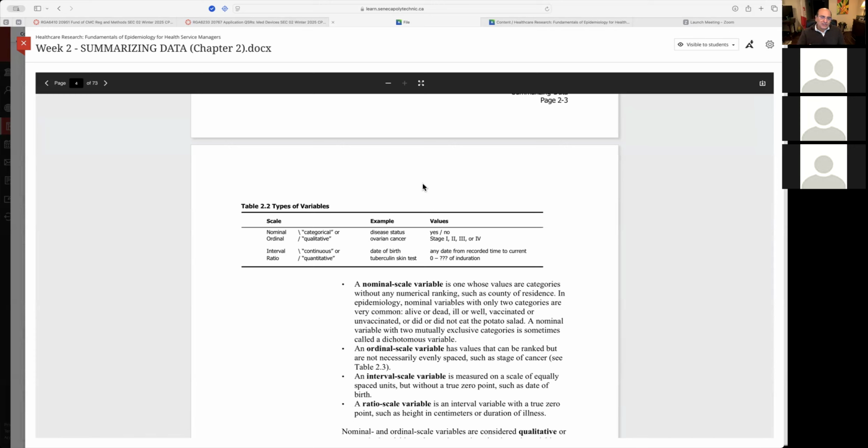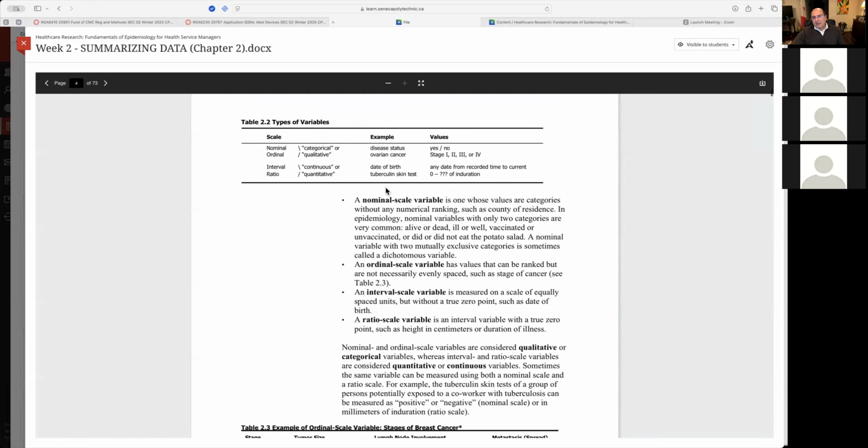For example, in which stage we are: stage 1, 2, 3, or 4. In this case, for a cancer, we talk about an ordinal scale. We can also have a scale as interval, which is a continuous one, like date of birth. And then we can also have ratio. These are quantitative or continuous variables, like the tuberculin skin test, where with this test we are going to see a number.